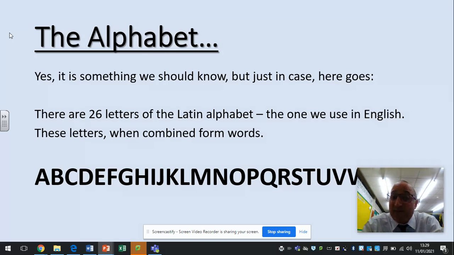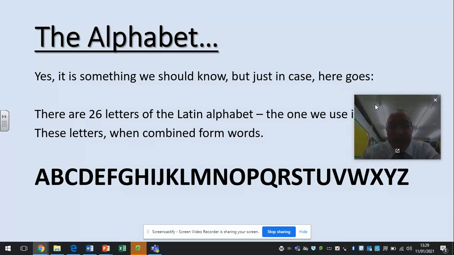There are 26 letters of the Latin alphabet. That's the alphabet that the Romans originally used, and it's the one that we use in English. It's also used in many other languages around the world, including things like French, Spanish, German. Anyway, the alphabet goes like this. A, B, C, D, E, F, G, H, I, J, K, L, M, N, O, P, Q, R, S, T, U, V, W, X, Y, and Z. If you want to sing the song, go for your lives, kids.